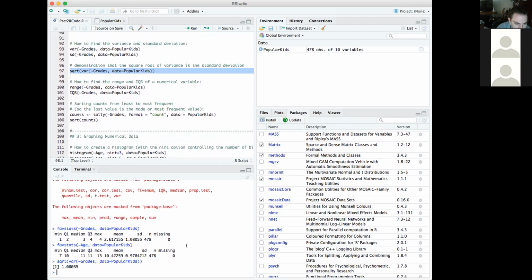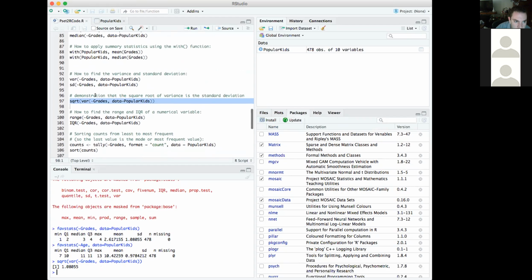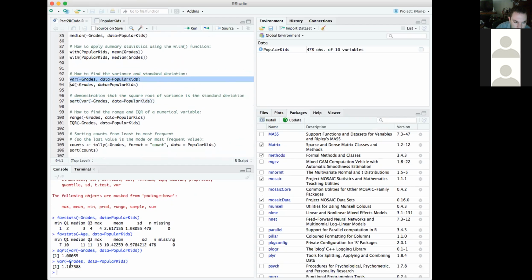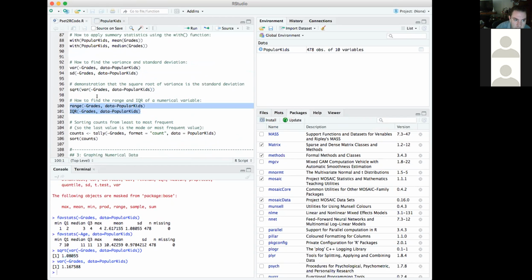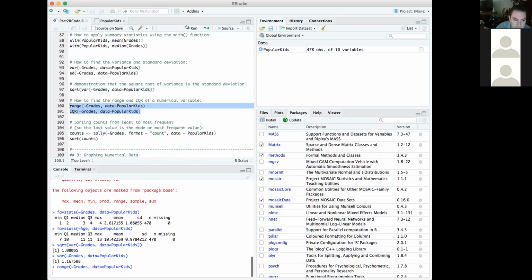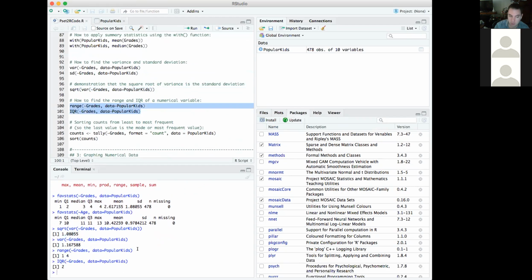So we took the square root of the variance of the grades and we got 1.08, which is equal to the standard deviation. So we can show that we can look at the variance, which is 1.16, and if we take the square root of 1.16, we'll get the standard deviation, which is 1.08. If we want to find the range and the IQR of a numerical variable, we can use the range and the IQR commands. The range for the grades we said was 1 to 4, and the IQR was 2.